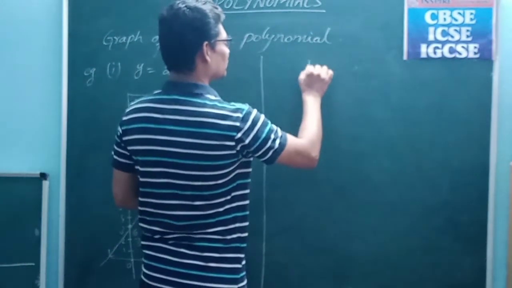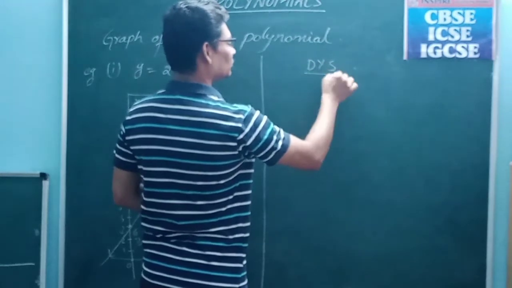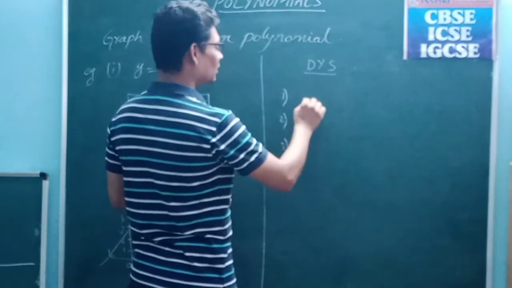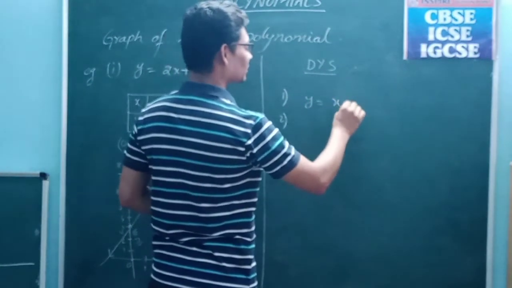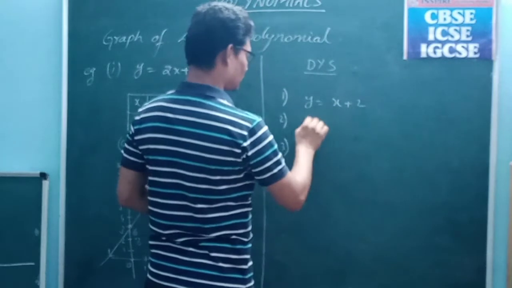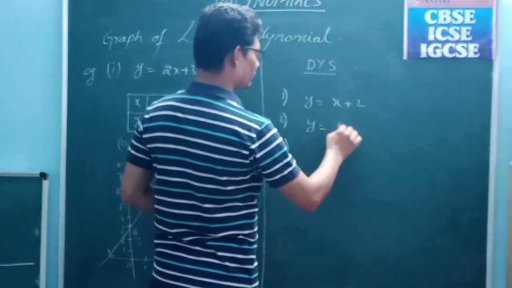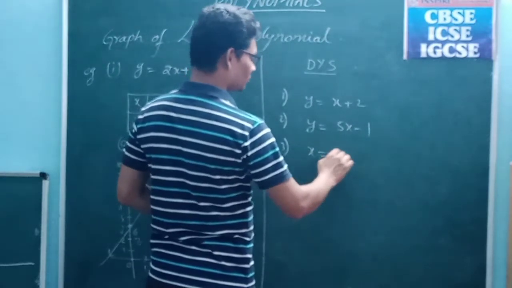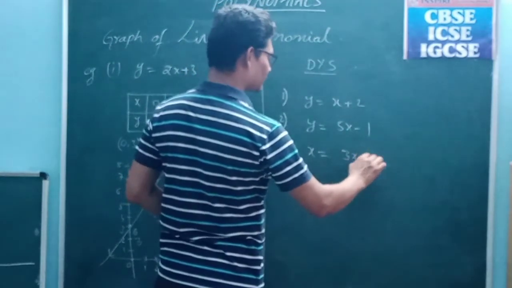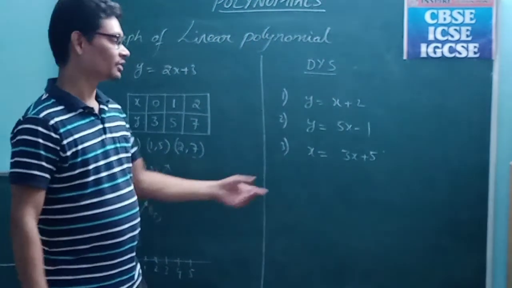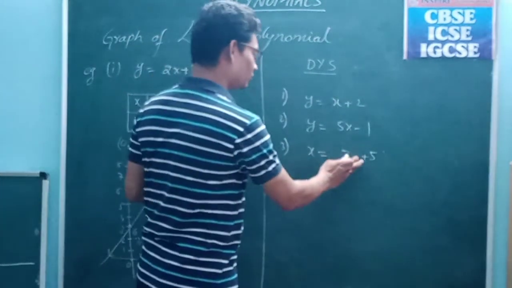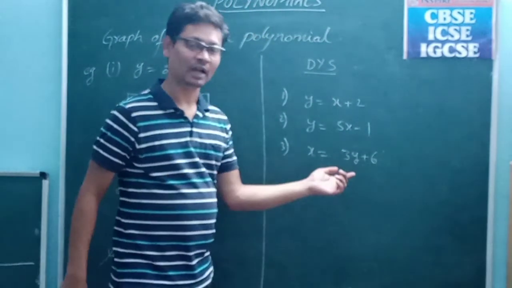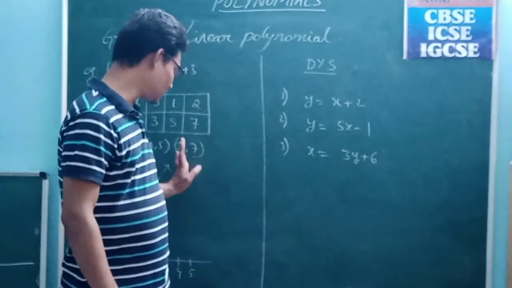Here, try to do some problems yourself. y equals x plus 2. y equals 5x minus 1. y equals 3x plus 5. For the last one, you need to find the value of y, then write the coordinates and draw the graph.